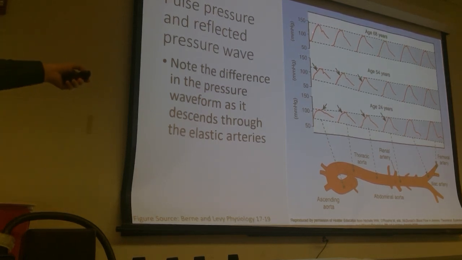Getting old sucks, all right? Our vessels get stiffer. Note that the wave stays pretty much the same height all the way through for someone who is 68. The stiffer walls mean that reflection goes back more easily, right? It's not being muffled by the sponginess or springiness of the aorta. The aorta is stiffer, so that wave travels back with more fidelity. You get more augmentation, so this actually makes the work of the heart harder as we get older. So don't get old, it stinks.